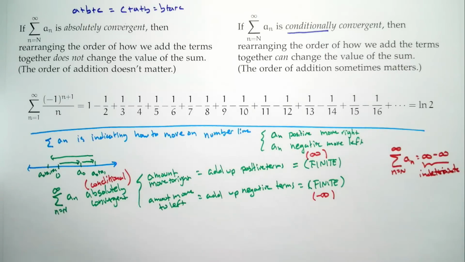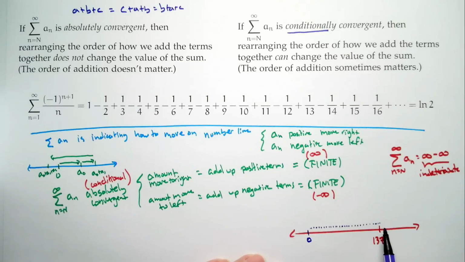Now, what do we do? Well, what we do is, suppose we have a goal. Let's suppose I want to get to a big number, 137. So I start by moving to the right. And the thing is, even though I'm starting at 0 and 137 is a long ways away, I have infinity to move to the right. So eventually I will pass 137 at some point.